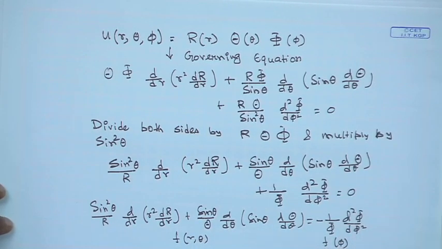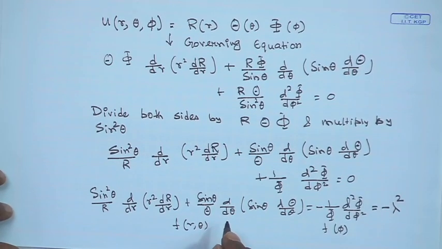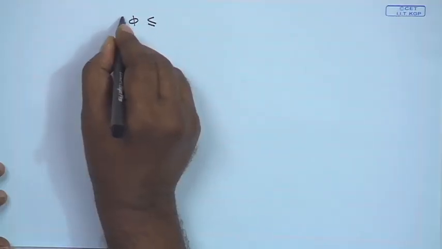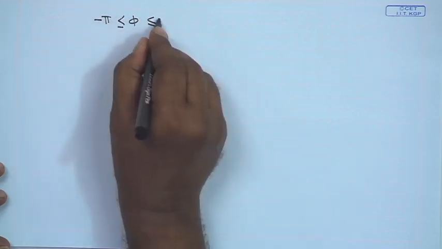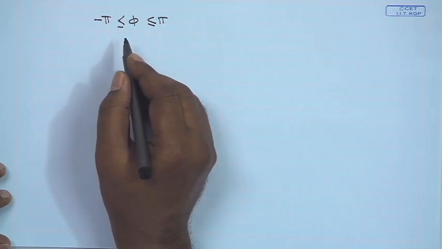So, they are equal, and they will be equal to some constant, and this constant has to be a negative constant in order to have a non-trivial solution. Now, let us formulate the standard eigenvalue problem in the phi direction, and let us formulate the boundary conditions on phi, which are nothing but the physical boundary conditions. So, if we remember that phi is varying from minus pi to plus pi, and we will be having the periodic boundary conditions.